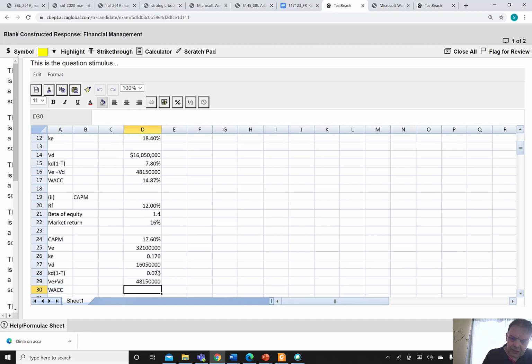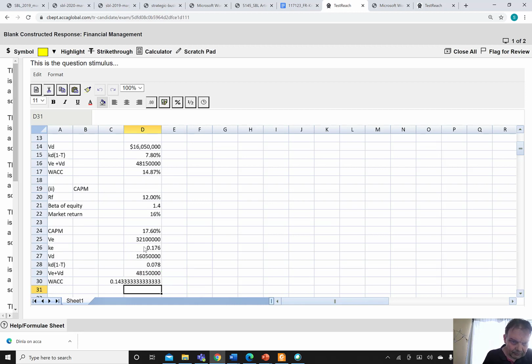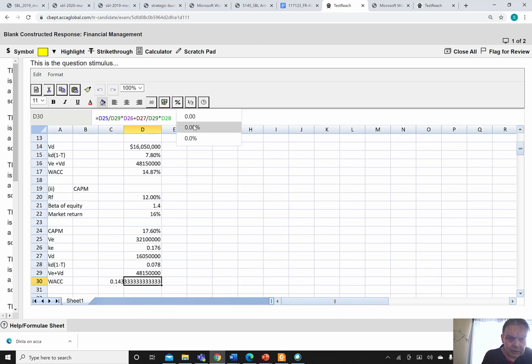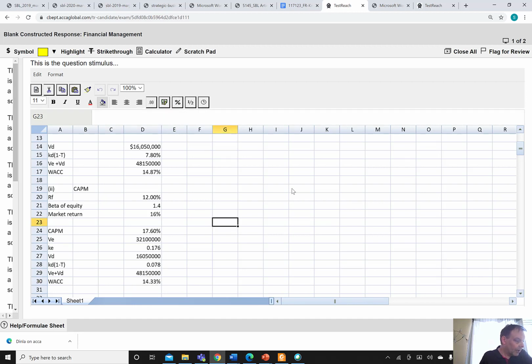So putting it all together, we now have a new WACC, which is value of equity divided by total of debt and equity times the cost of equity, plus value of debt divided by the combined total times the cost of debt. And there we have another figure. Now, what assumptions did we make?